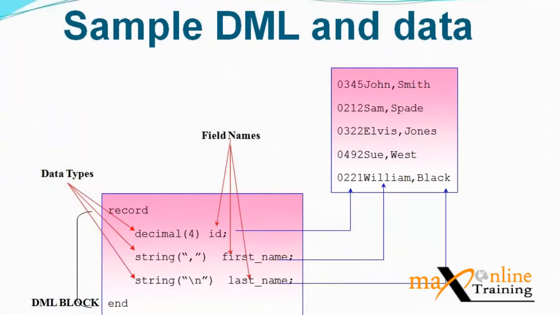So let me briefly sum up what we saw about the DML that day. Here I have the sample DML that we have seen. Record and end will be the keywords used to start and end a record format definition. Inside the record and end keywords, we will have the individual field definitions with their own data types and delimiters. After we define the delimiters and the data types, the field names will follow.